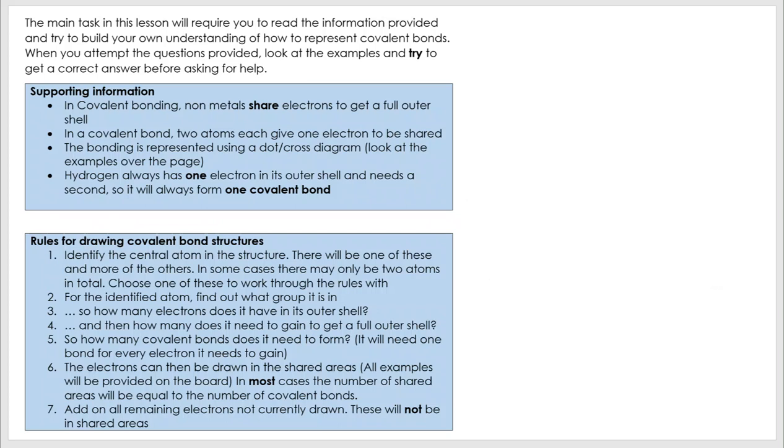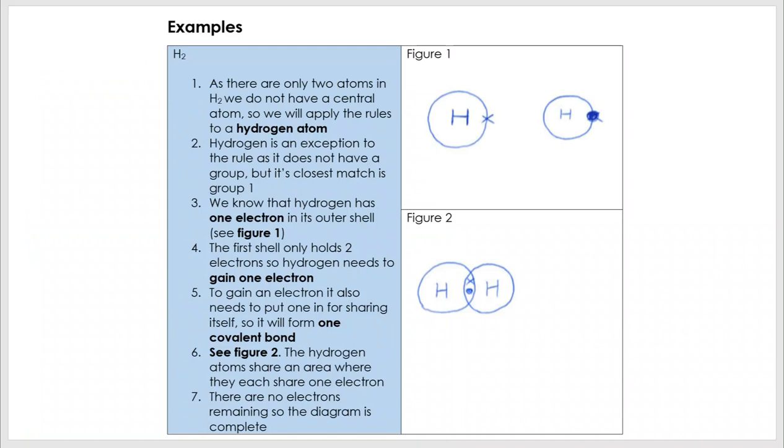Now, there's a huge amount of information on this slide that I'm going to recommend you pause and read through. I'm not going to go through all of that with you, but we are going to use some of this information so that we can start to build some of the dot cross structures for covalent bonds in a moment. And once you've read through this one, we're going to take a look at some examples.